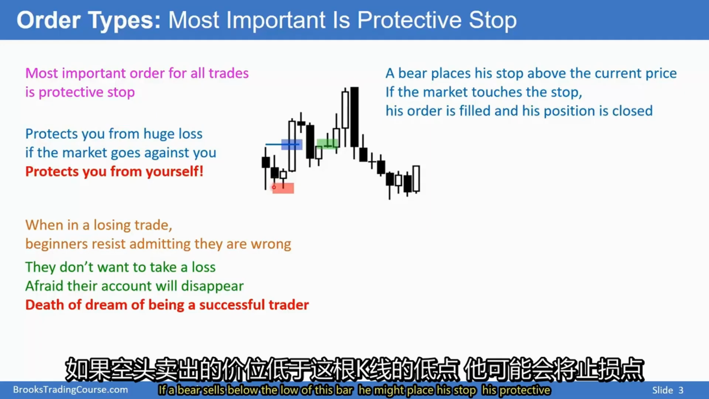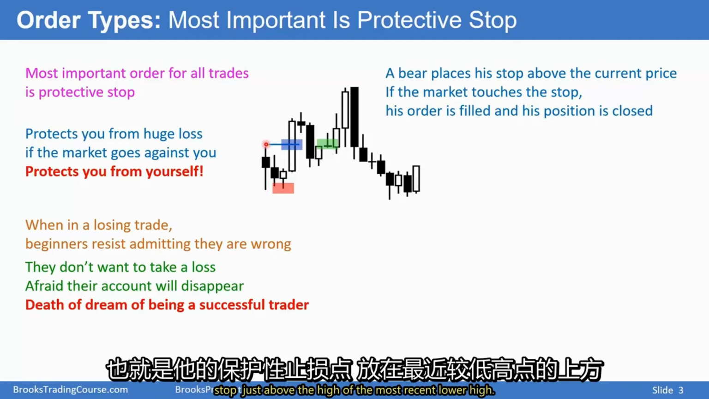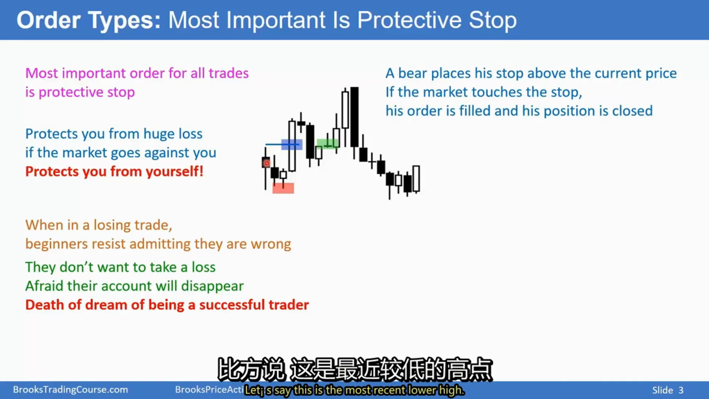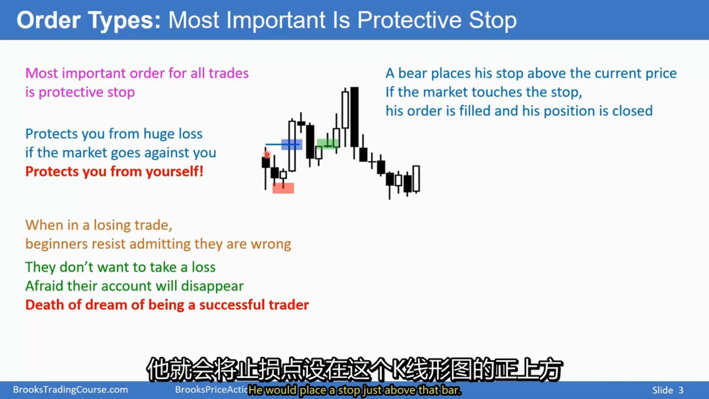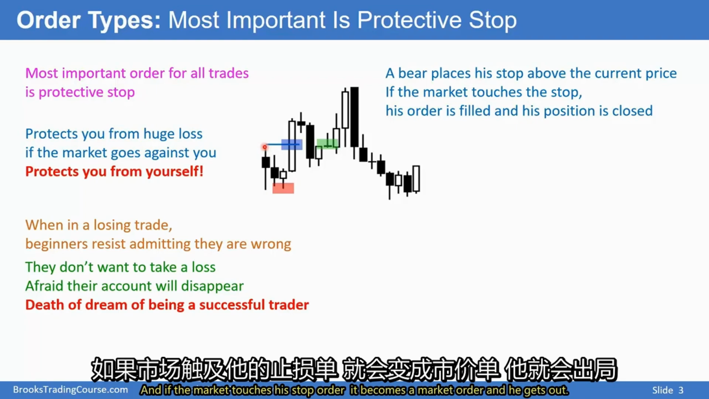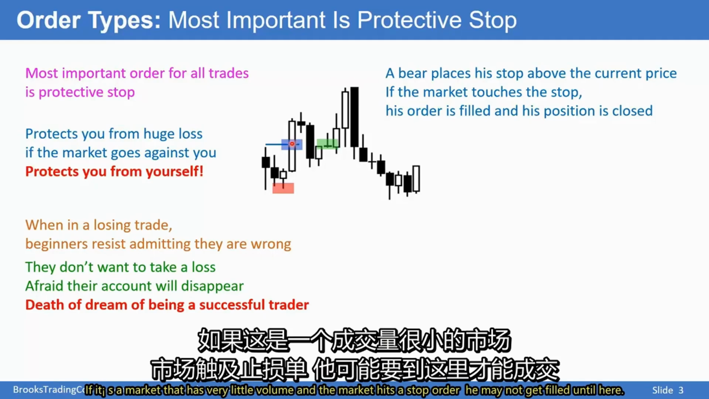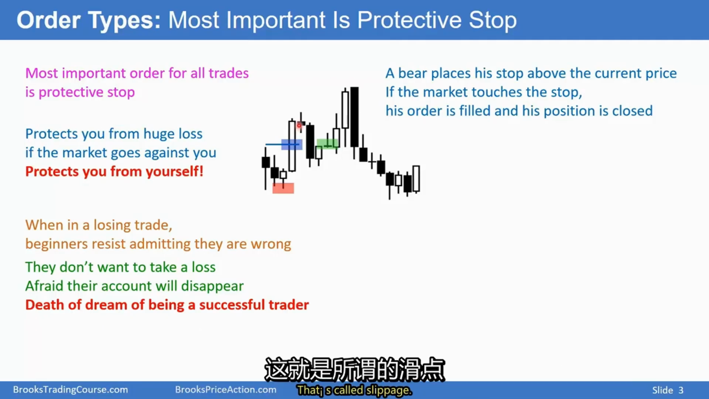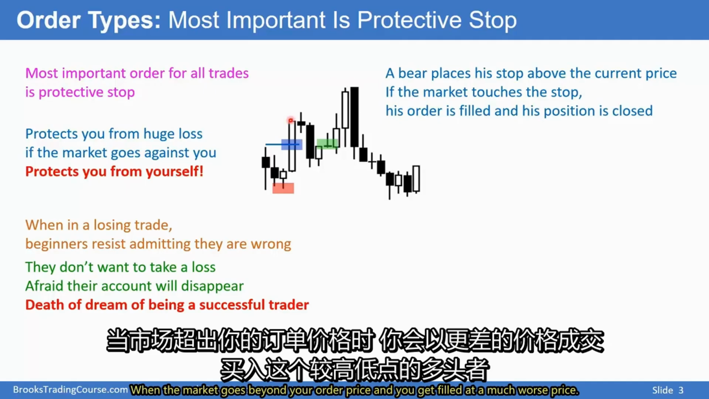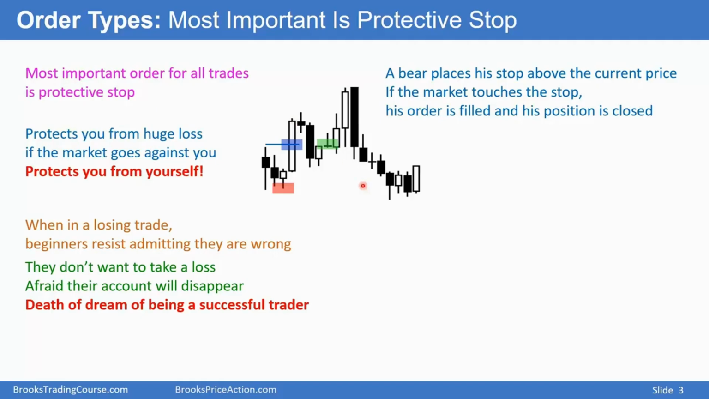If a bear sells below the low of this bar, he might place his protective stop just above the high of the most recent lower high. Let's say this is the most recent lower high. He would place a stop just above that bar, and if the market touches his stop order, it becomes a market order and he gets out. If this is a market that has a lot of volume, he'll get filled at his stop price, or maybe just a little bit worse. If it's a market that has very little volume and the market hits his stop order, he may not get filled until here, much worse. That's called slippage, when the market goes beyond your order price and you get filled at a much worse price.